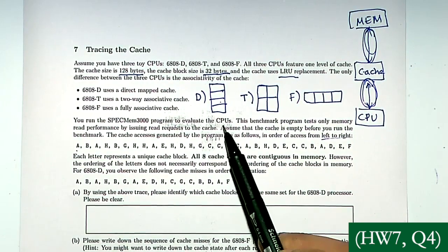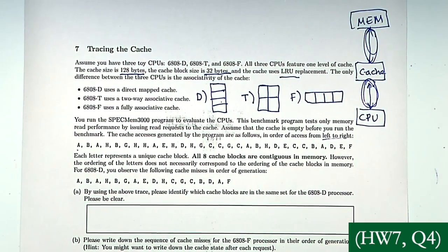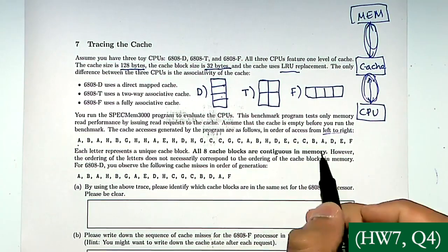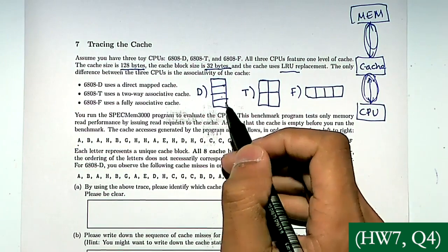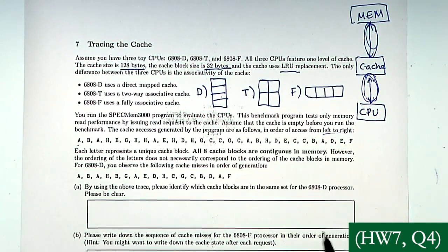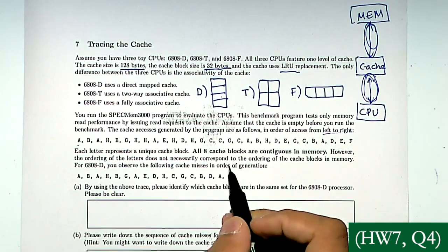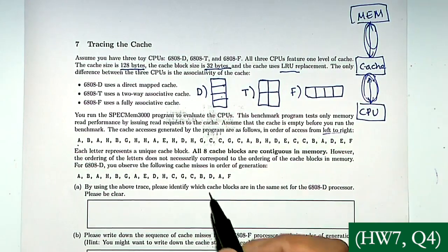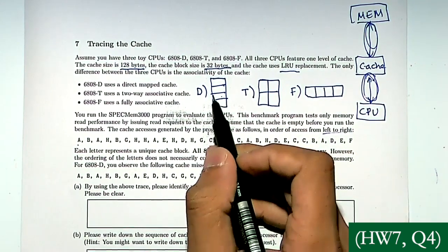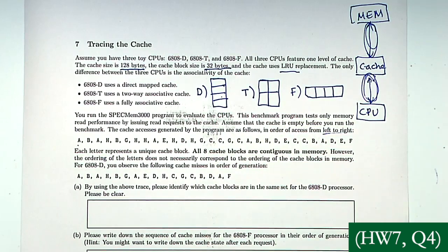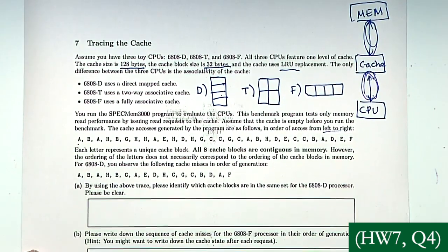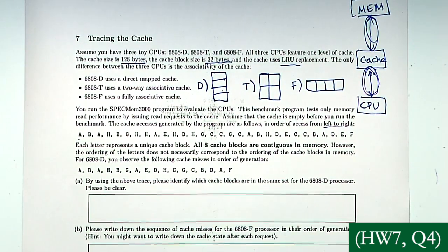for the 6808D processor. We can say a couple of things right off the bat. We have 8 cache blocks that are contiguous in memory, but we only have 4 locations in the direct mapped cache. By looking at some of the bits in the address, these cache blocks will be mapped into precisely one of these 4 sets. Given 8 fitting into 4, we're going to have 2 cache blocks mapping to each set. So we're basically looking for pairs of cache blocks that belong to each set. We have the sequence of accesses and we have the sequence of misses, so we can begin taking a look at how to go through this.